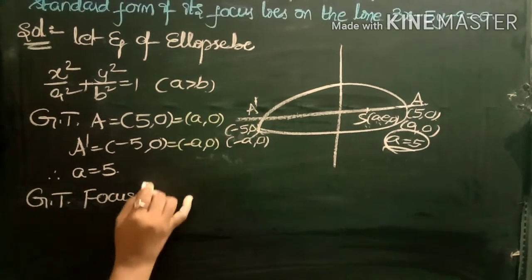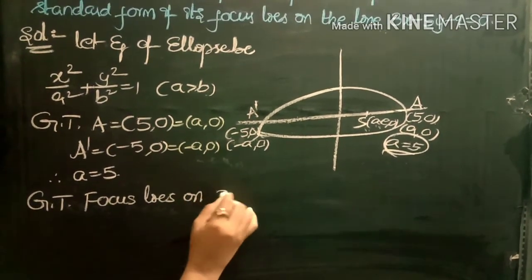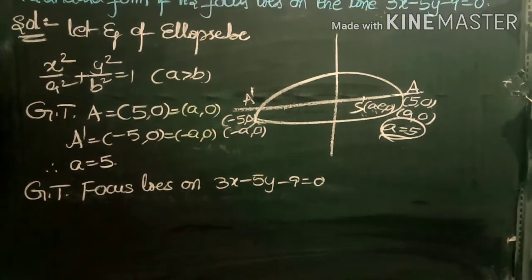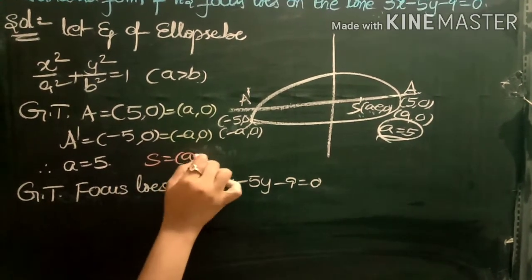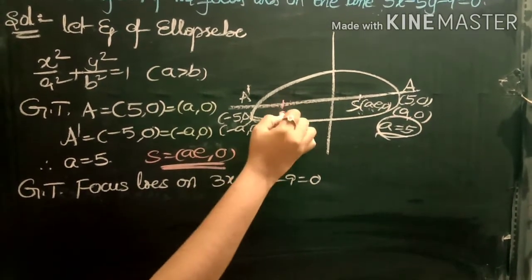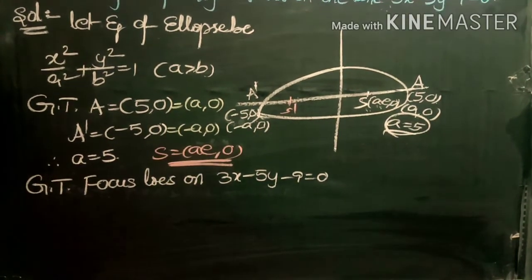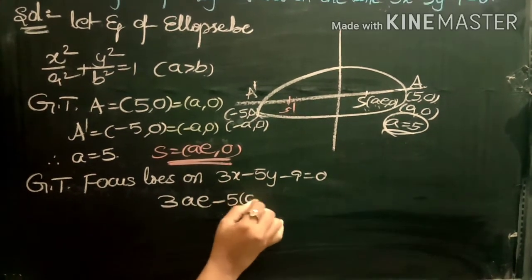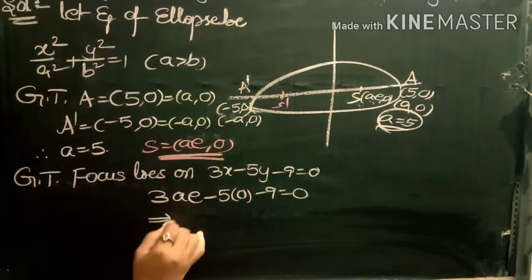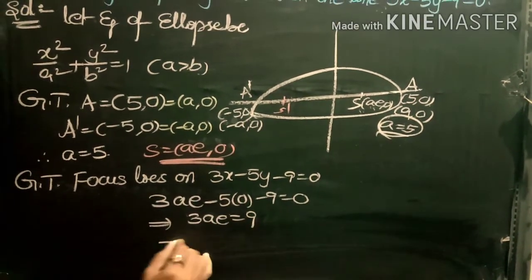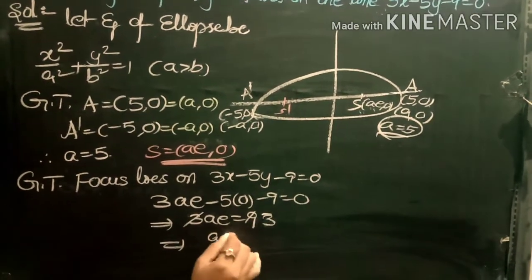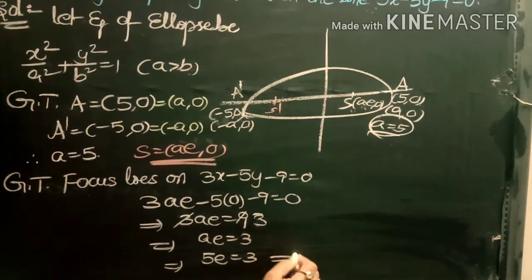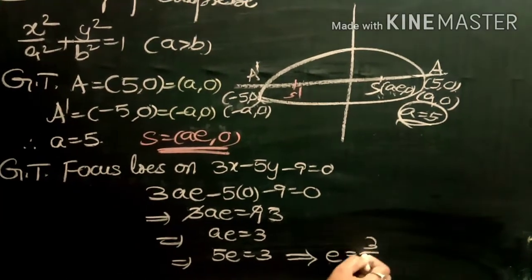the focus lies on the line 3x minus 5y minus 9 equal to 0. What is the focus? Focus means we take that S is equal to (ae, 0). We can take either S is equal to (ae, 0) or S dash is equal to (-ae, 0). Now we take here S is equal to (ae, 0). Now replacing that point in this equation, we get 3ae minus 5 into 0 minus 9 equal to 0. That is 3ae equals 9. Then the value of ae is equal to 3. And already here we have that a is equal to 5, that is 5e is equal to 3, which implies the value of e is equal to 3 by 5.